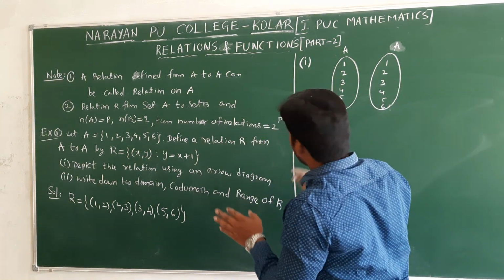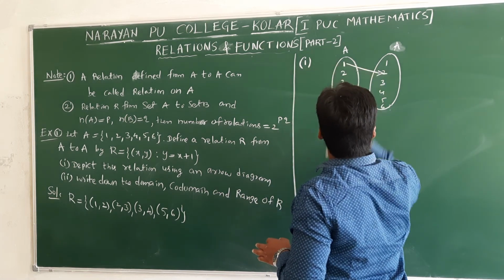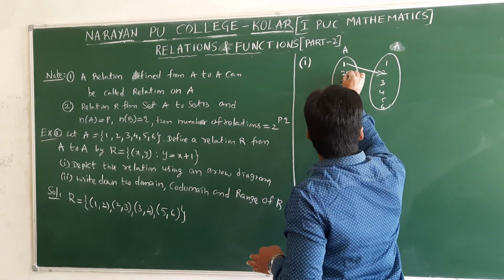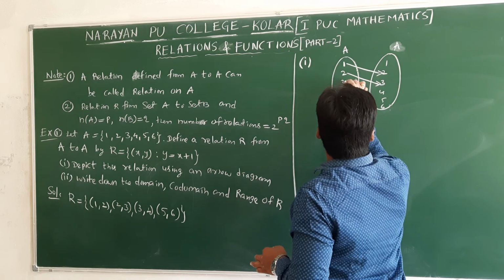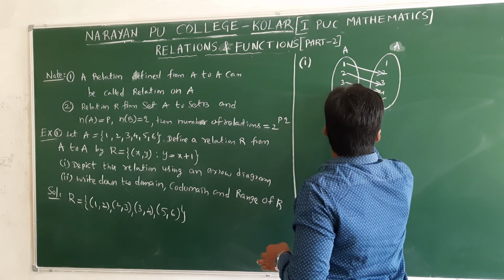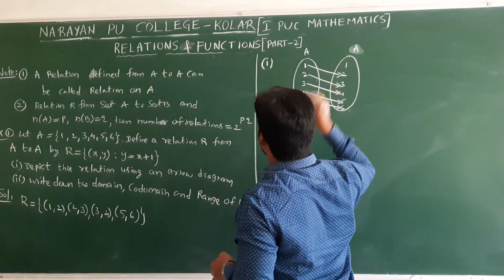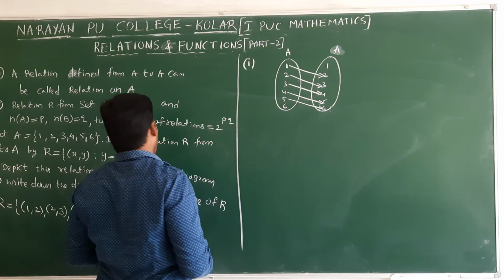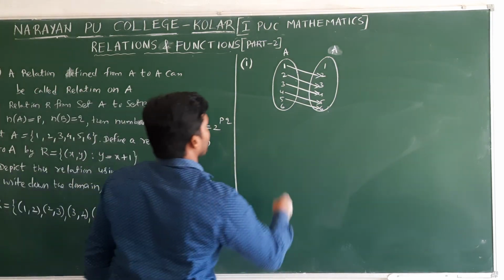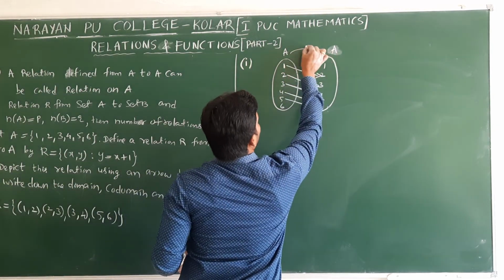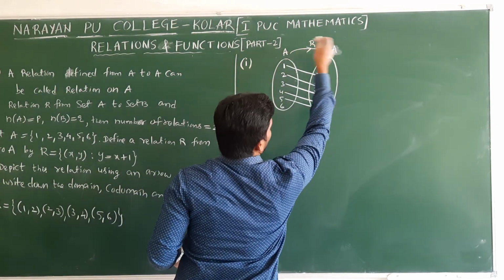Now 1 is related with which one? 2. 2 is having an order pair with 3. 3 with 4. 4 with 5. 5 with 6. This is an arrow diagram representation based on this relation. This is a relation from A to A.